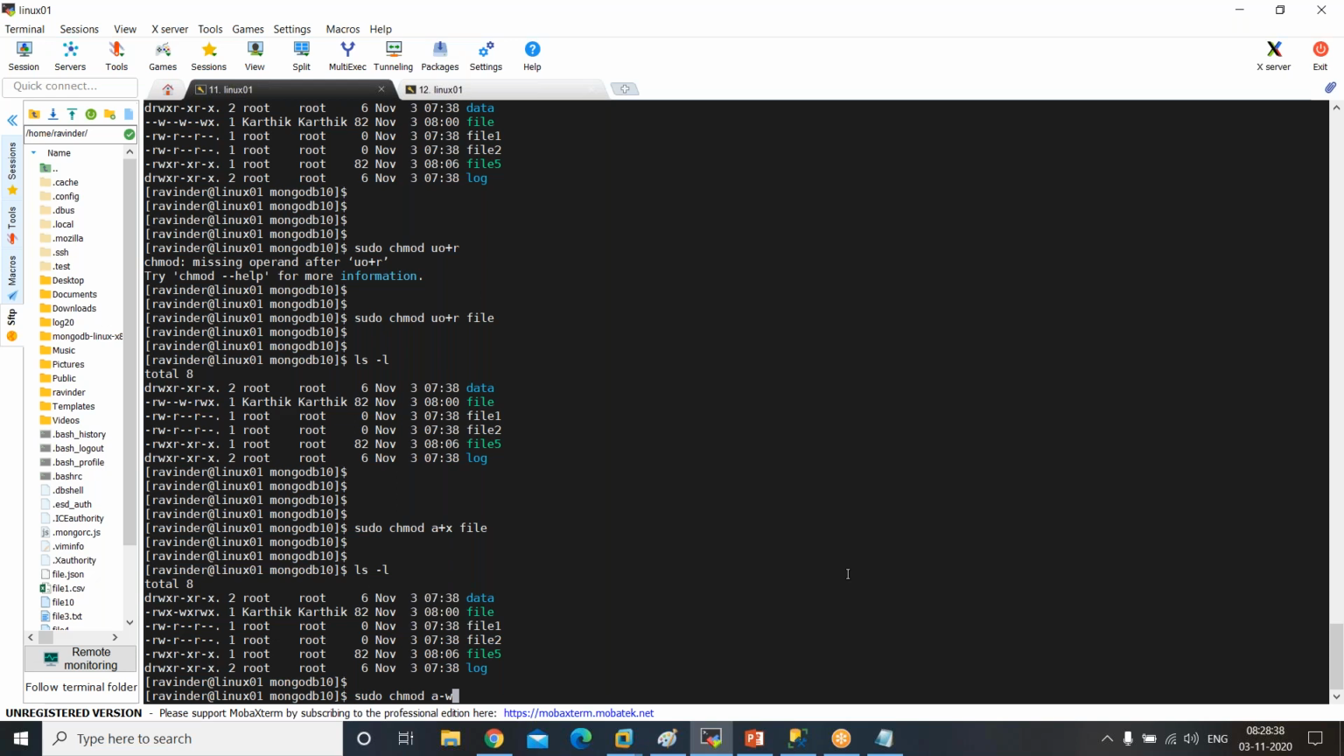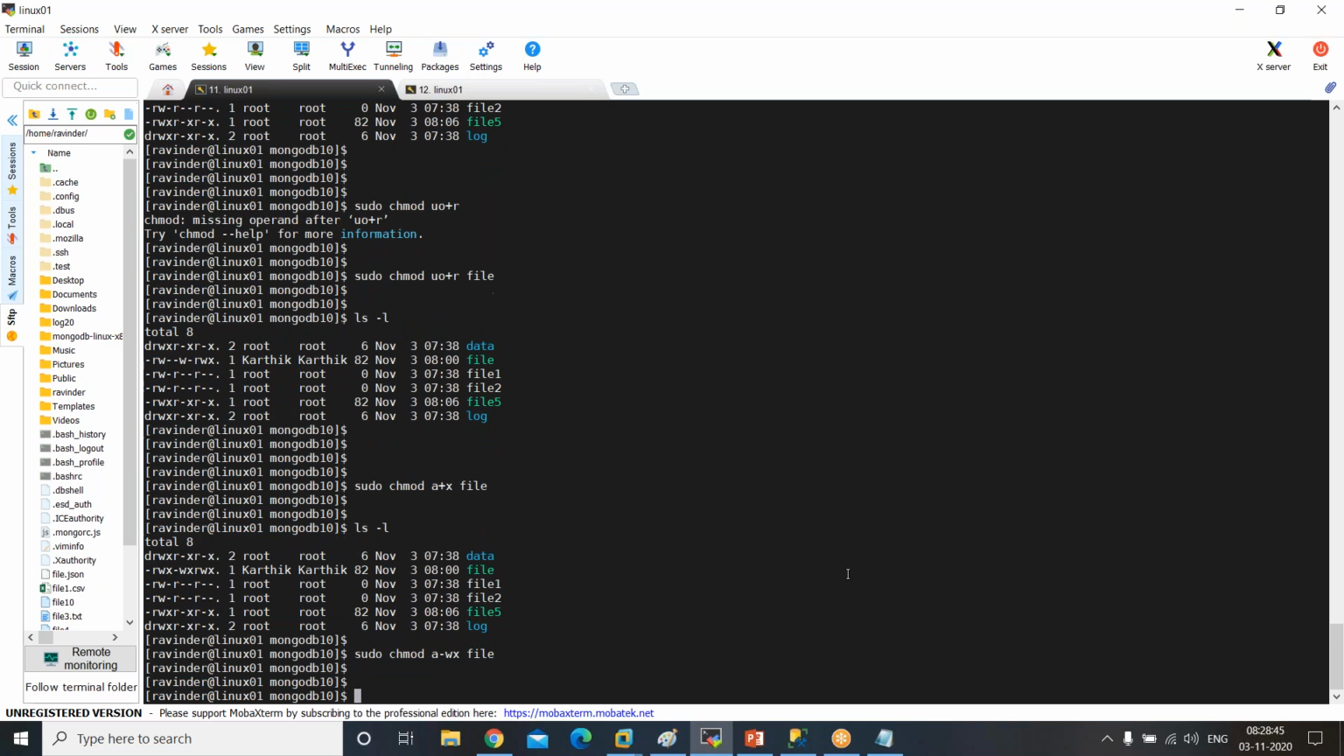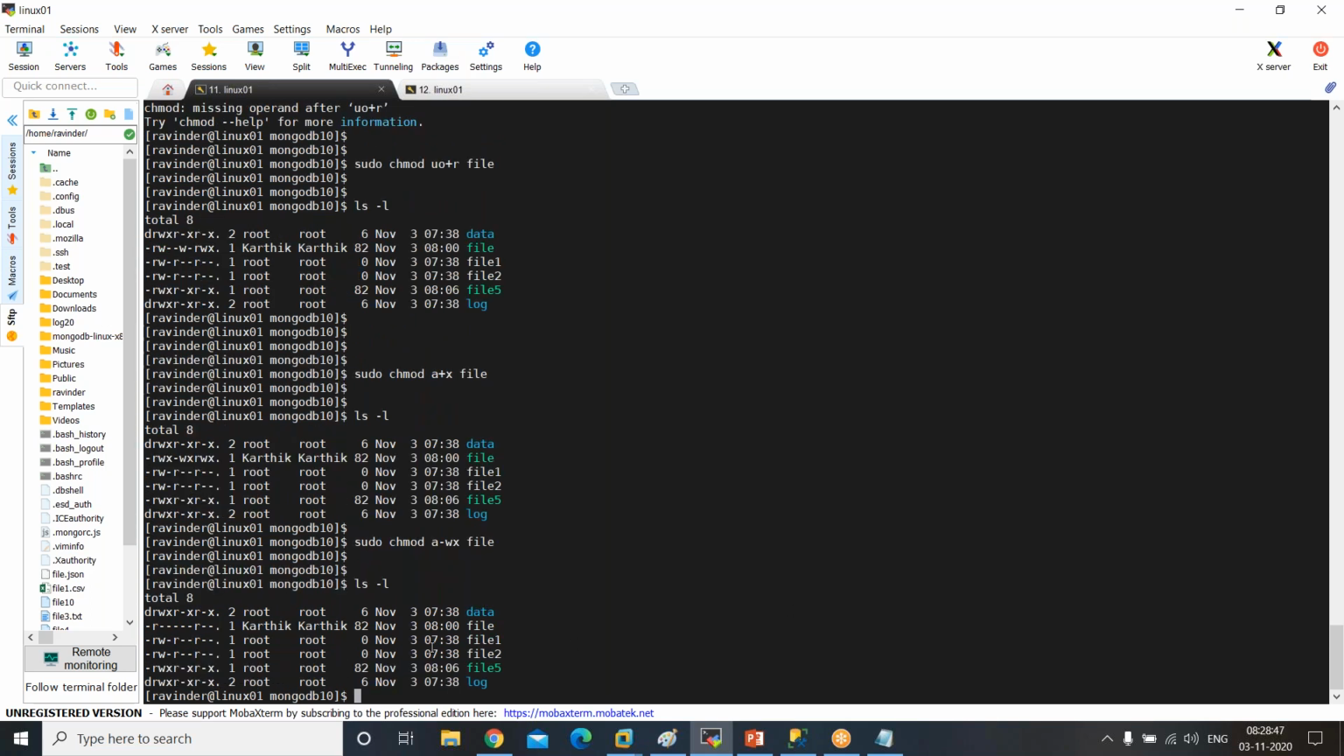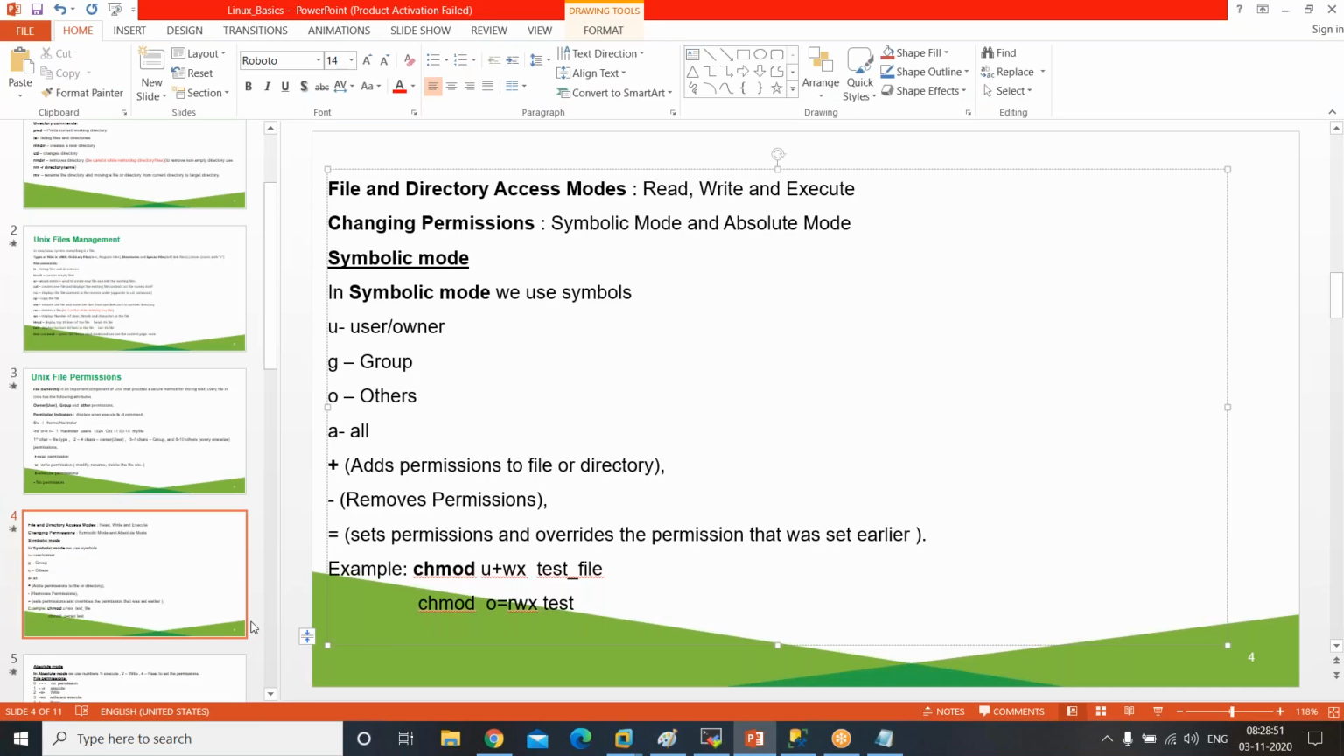Everyone is going to be removed on the file. So instead of UGO, you can mention a, as in ls -f and a, all gone like that. A means all. You have this option, don't get confused. Even if you don't use it, it's also fine.